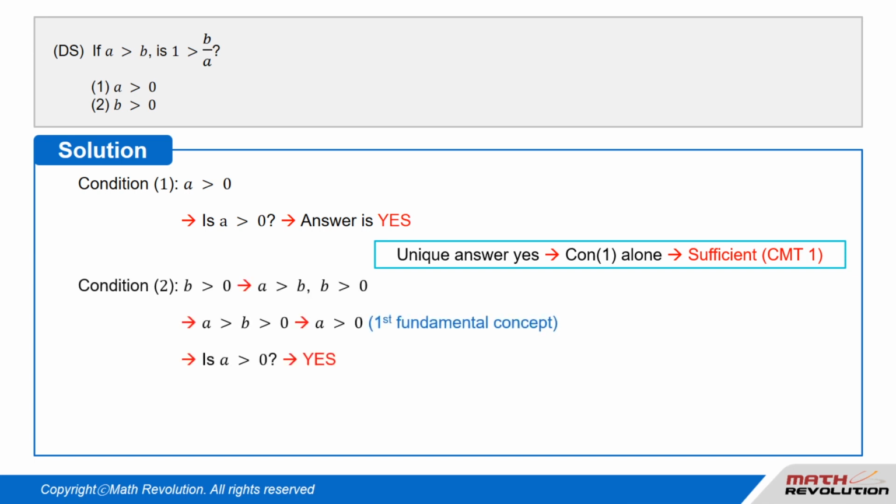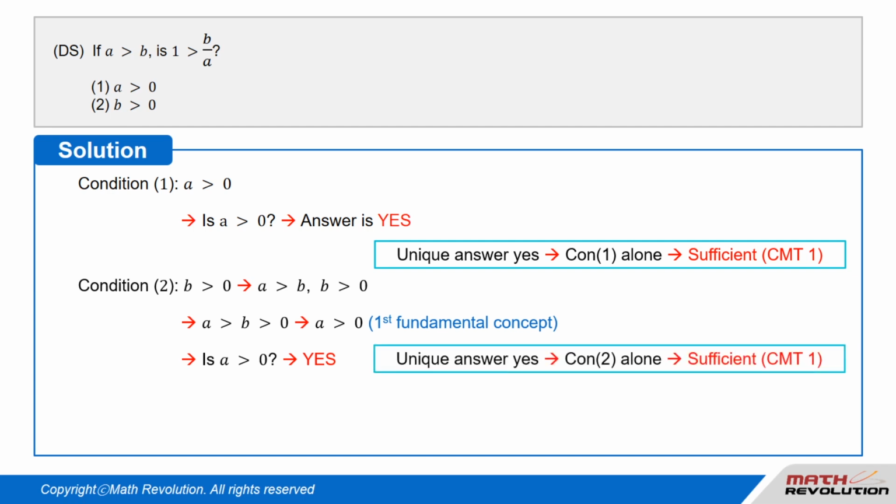Condition 2 tells us that B is greater than 0. We know that A is greater than B. If B is greater than 0, we get A is greater than B, which is greater than 0, or A is greater than 0 by the first fundamental concept in inequality. Thus, the answer to the question, is A greater than 0, is yes. Therefore, the answer is a unique yes.